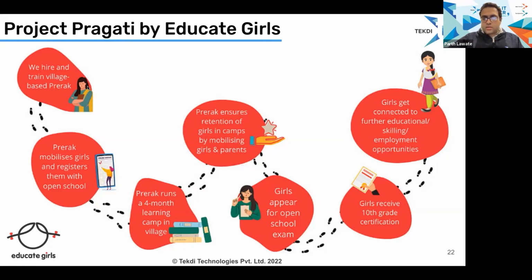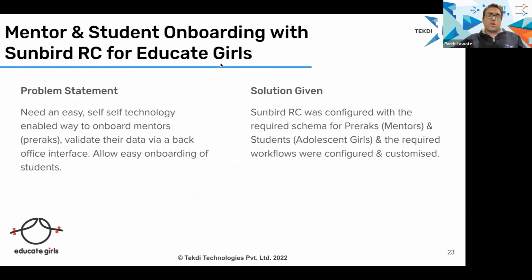So when Educate Girls approached us through Sattva Consulting, who was consulting them to see how Sunbird building blocks could be mobilized in digitizing this workflow, this was a very exciting opportunity for us because this is a program that they're looking to scale to the country level, starting today with a few districts. And this was very, very exciting. So I'd like to quickly walk you through what the problem statement was.